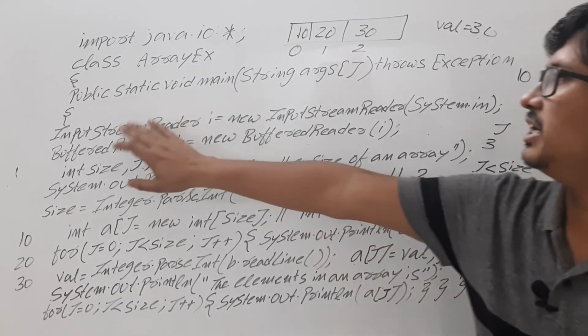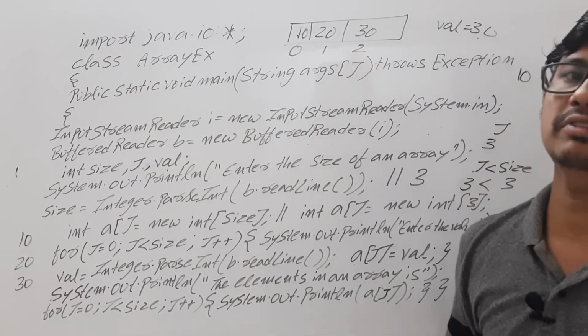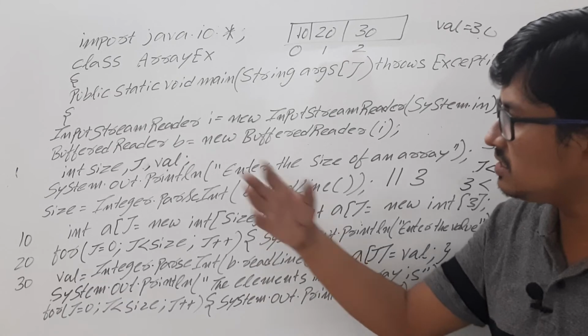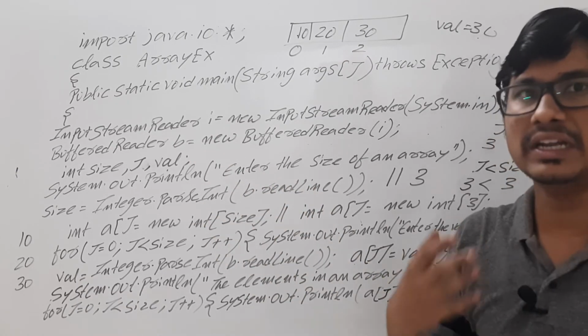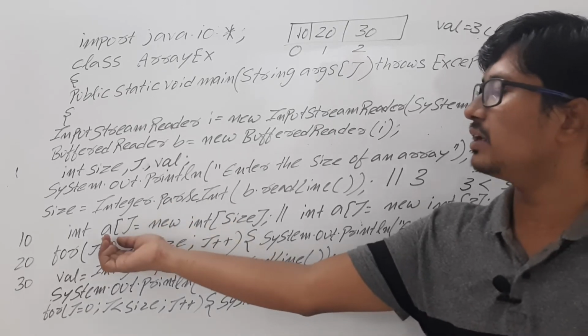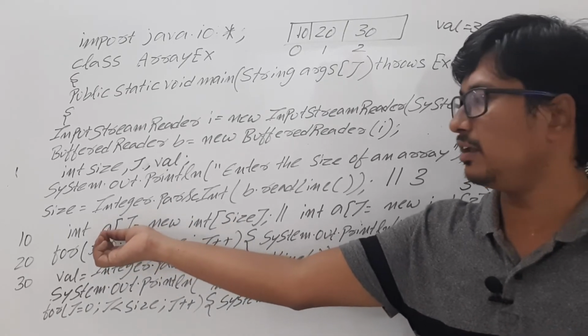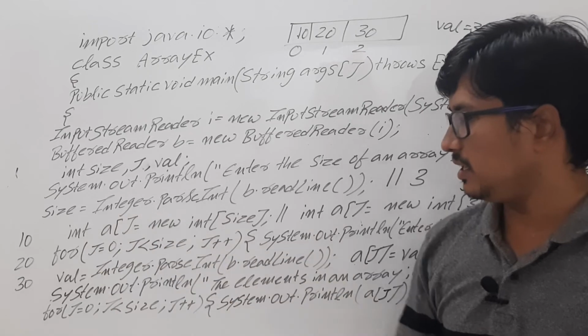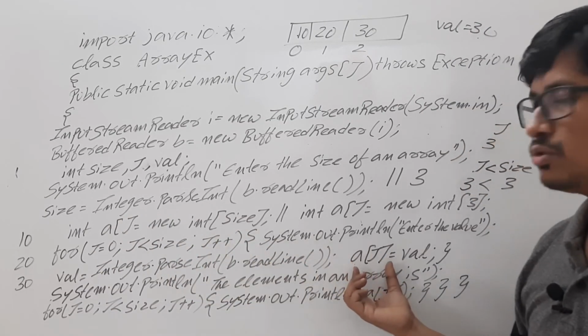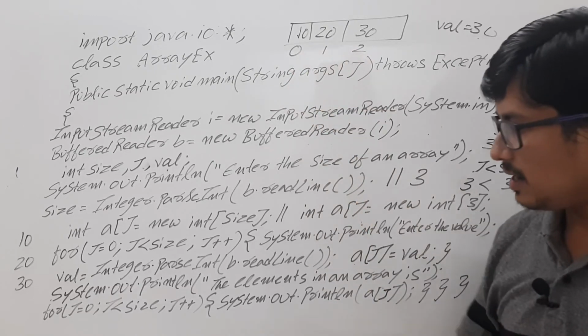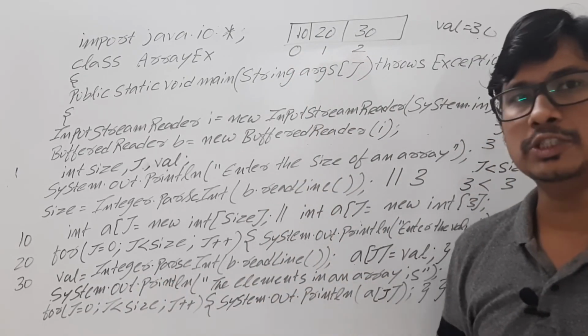As you have closed the main function and the class, the program will be done. Is it clear? So this is the program where it is reading the input from the user. What is the size of an array? Then you are declaring an integer array named a, then you are asking the user to enter the values, and then you are storing those values in the integer array a, and then again you are displaying.